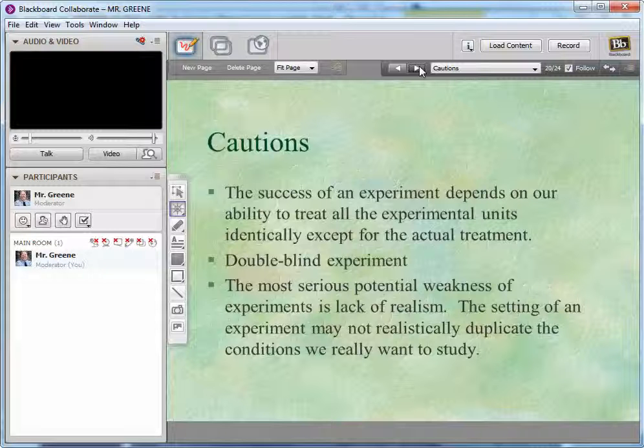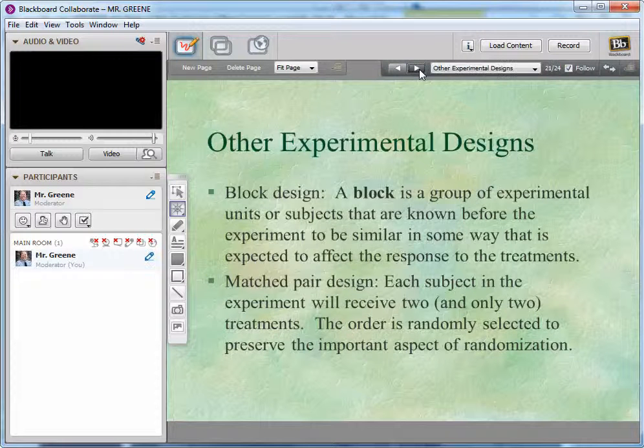Okay? So, the success of an experiment depends upon the ability to treat all the experimental units identically except for the actual treatment. Some people refer to this as a double-blind experiment. The most serious potential weakness of experiments is lack of realism. The setting of an experiment may not realistically duplicate the conditions we want to study. So you have to be really careful with those type of things. So I'm giving you all these cautions just to be aware of.